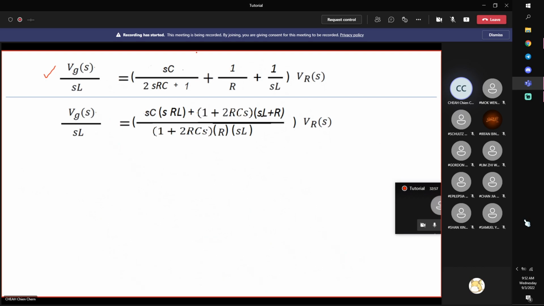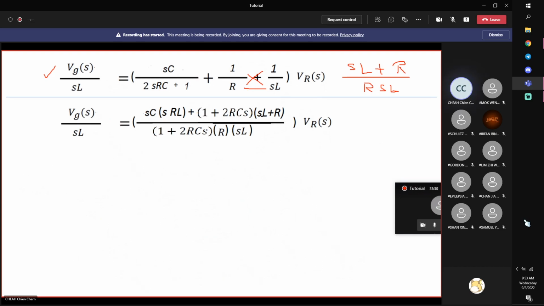Firstly, I'll combine this whole thing into this. You can start by simplifying two terms at a time, for example these terms. What you do is you get R times SL, divided by SL plus R. You get this combination. In fact, you see that SL divided by RSL gives you 1 over R.